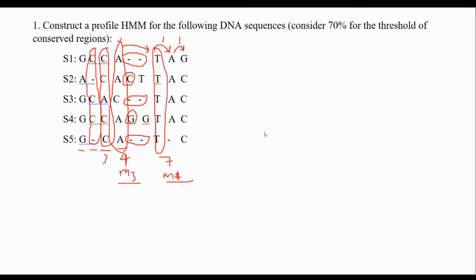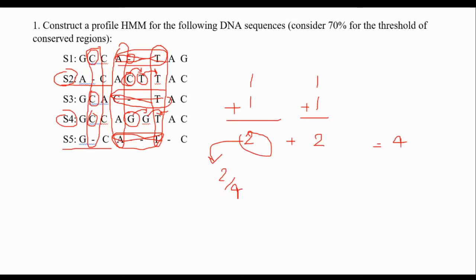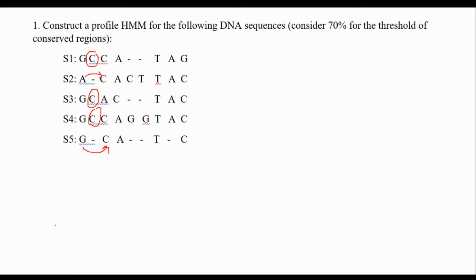How to detect them? As we mentioned in the lectures, the deleted ones are the ones in the conserved regions. So how do I detect them? Whenever you have a gap inside the conserved regions, we call them deleted states. So in the first conserved regions, let me activate the pen again. Which ones were my conserved regions? This position, this one, this one, this one, this one, and this one.